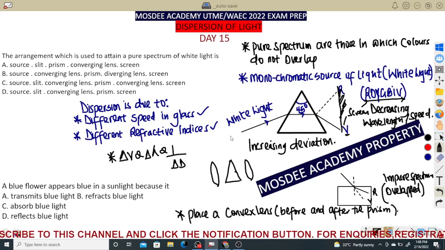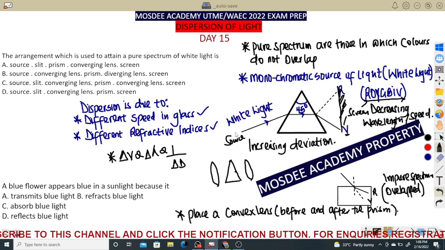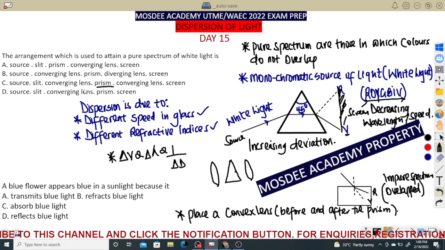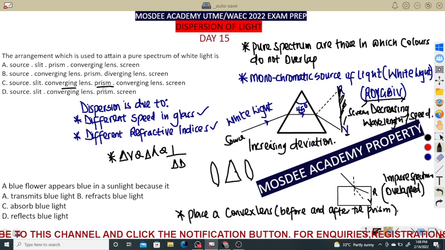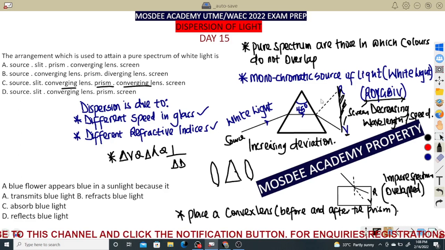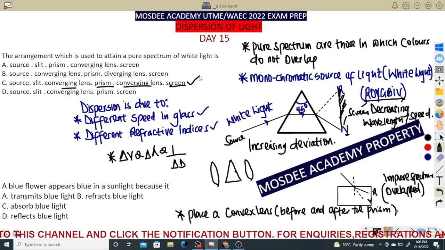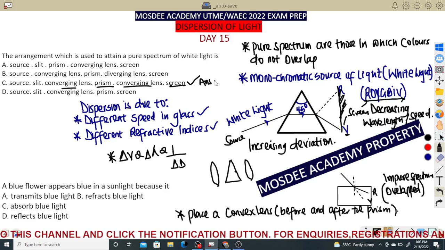There is a source, that is where something is coming from. There is a slit. There is a converging lens. There is a prism. You can see a converging lens is a convex lens. Before the prism, converging lens. After the prism again, converging lens, then all the image is absorbed on the screen. The source is where the light in the monochromatic source is coming from. So the right answer to this question is option C.